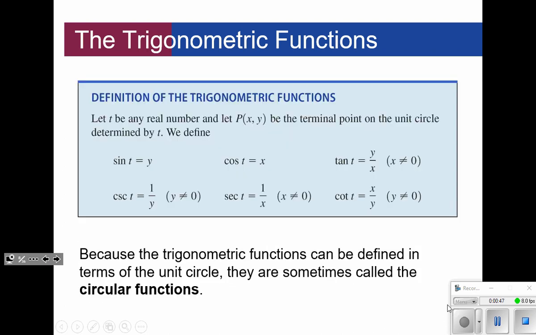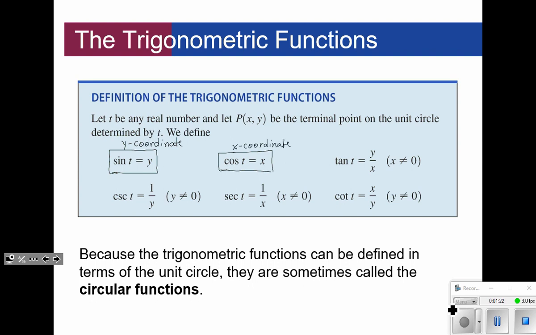Now, definition of trig functions, okay? We have sine of t is y. What this is telling us is that anytime that we are asking for the sine of a terminal point, it's going to be the y coordinate. That's what they mean. Okay, I think this is on your handout. The cosine of t, okay, is x. Cosine is your x coordinate.